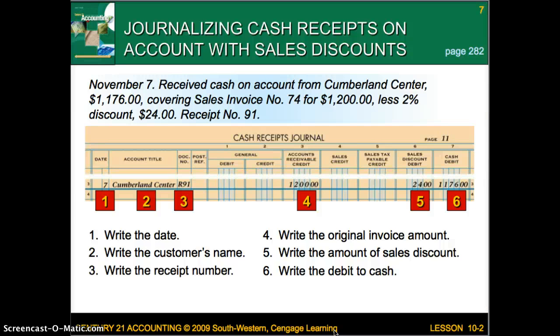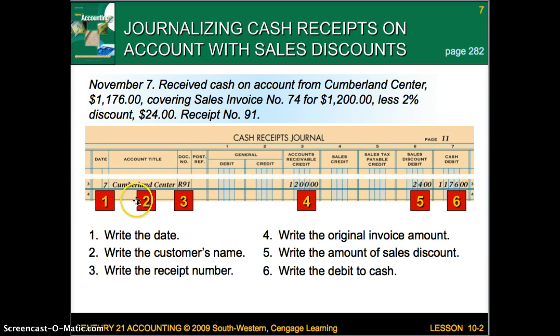Journalizing cash receipts on account with a sales discount. Here's where we're going to go back into that 2/10, net 30. On November 7th, we received cash on account from Cumberland Center, $1,176, covering sale invoice number 74 for $1,200, less that 2% discount, $24. Here again, this discount's given to you. A lot of times it's not going to give you this $24. You're going to have to figure out what 2% is of your sale invoice.